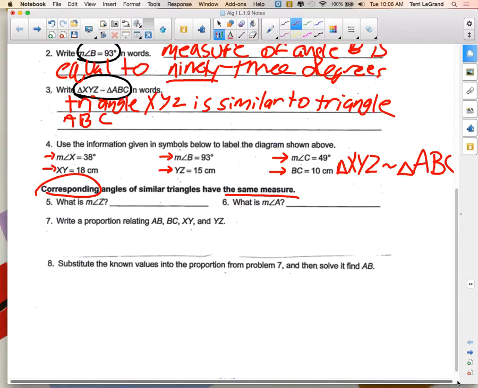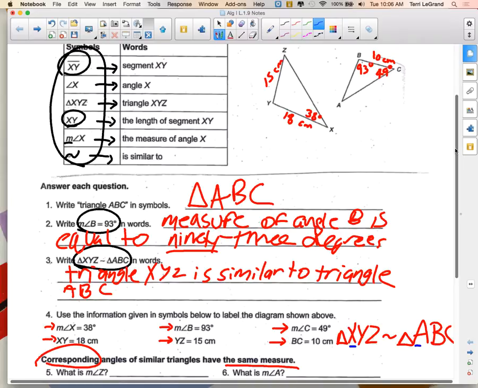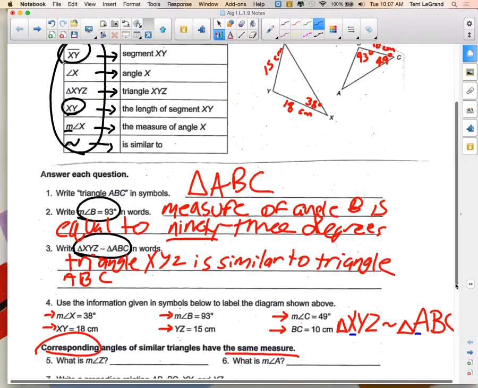In the name, you can tell what's corresponding. So just by the name, that's how you can tell. So angle X would be corresponding with which angle in the other triangle? A. These two angles are corresponding because they're in the same relative location in the name and in the triangle. Even though they're oriented differently, angle A should be in the same relative position in the triangle that angle X is. So we have those two that are similar.